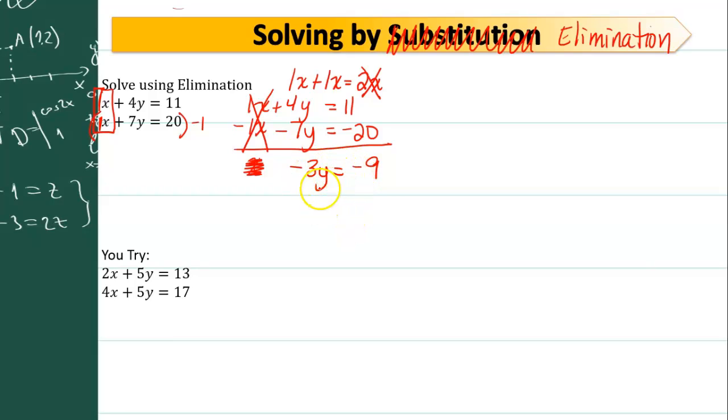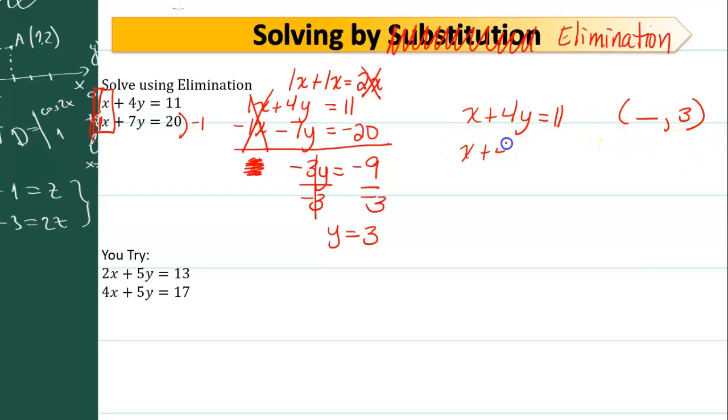Now we need to isolate the y by dividing both sides by -3. The -3 cancels, so y is equal to 3. So now I know that part of my answer is something comma 3. Now it's the exact same thing as substitution, the exact same thing as the other elimination problems. We choose either one of our equations. I'm going to choose the one with smaller numbers. I now know that y is 3, so I'm going to replace y with 3. When the 4 and the y are right next to each other, that means times. 4 times 3 is 12, 12 equals 11. Subtract 12 from each side, and so x equals -1. So my solution is -1 comma 3.